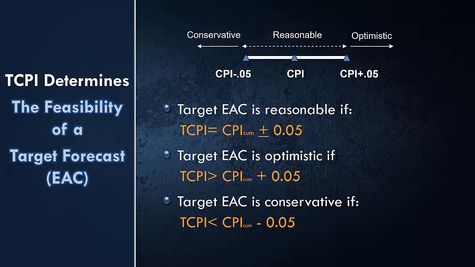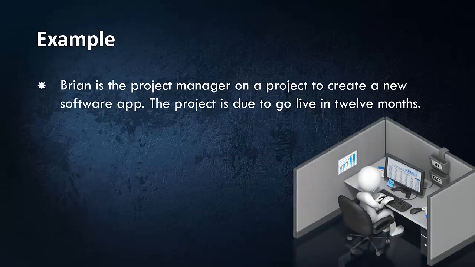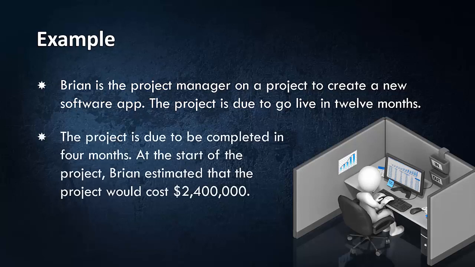To help you better understand the concept of TCPI, let's go through an example together. And the example that we have is Brian, the project manager on a project to create a new software application, and the project is due to go live in 12 months. The project is due to be completed in 4 months, and at the start of the project, Brian estimated that the project would cost $2.4 million.